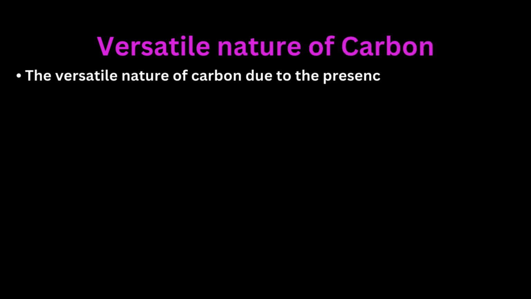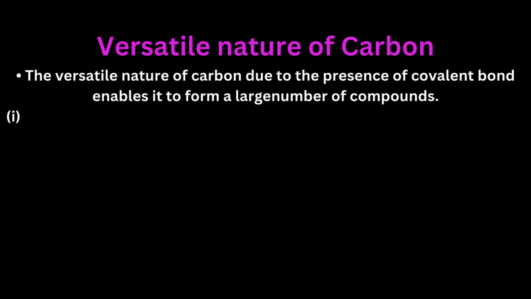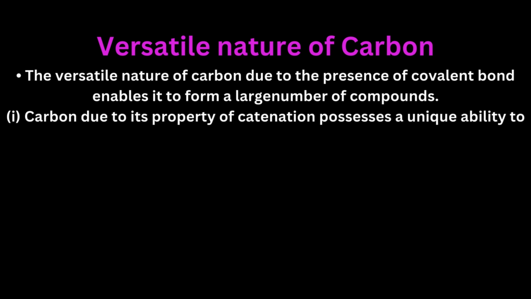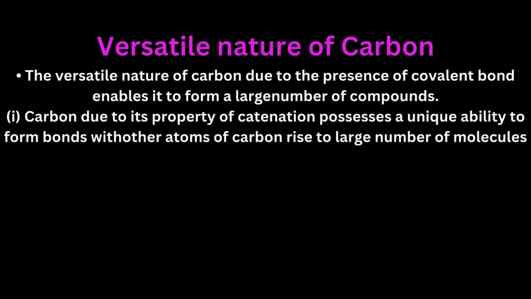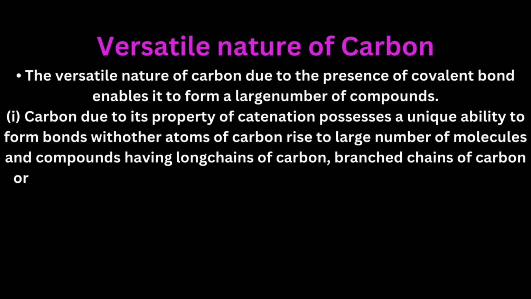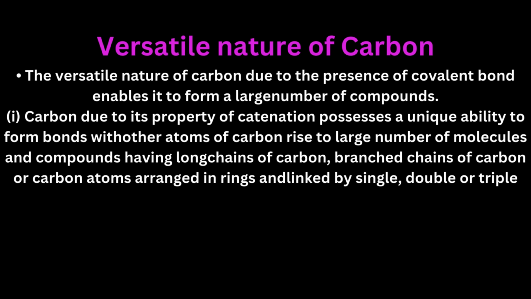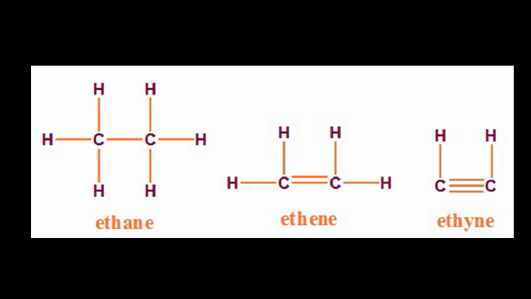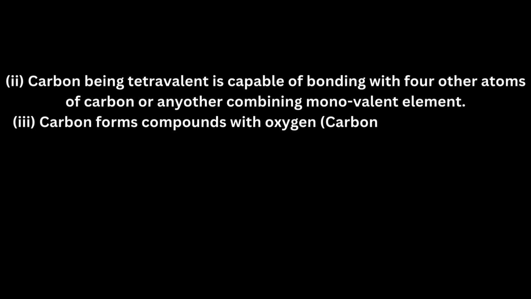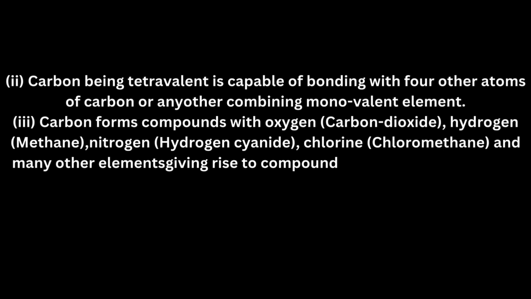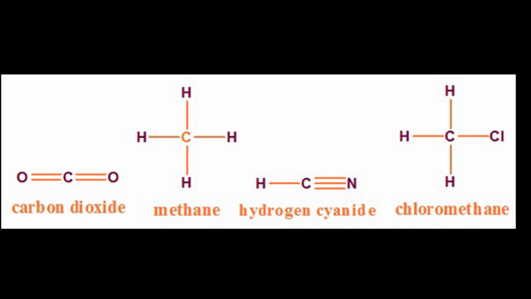Versatile nature of carbon. The versatile nature of carbon, due to the presence of covalent bonds, enables it to form a large number of compounds. Carbon, due to its property of catenation, possesses a unique ability to form bonds with other atoms of carbon, giving rise to a large number of molecules and compounds having long chains of carbon, branched chains of carbon, or carbon atoms arranged in rings and linked by single, double or triple bonds.